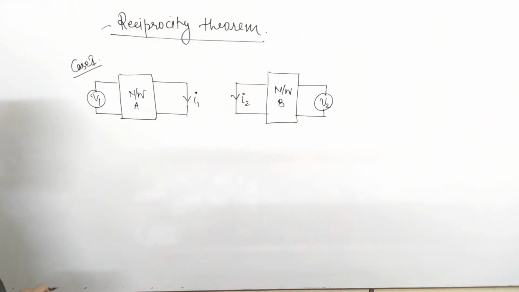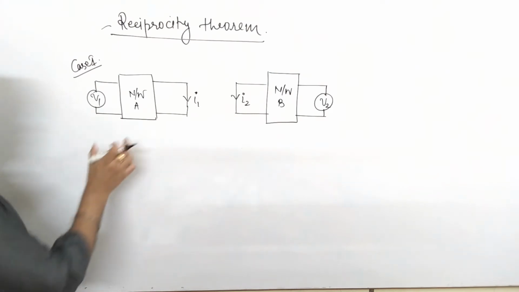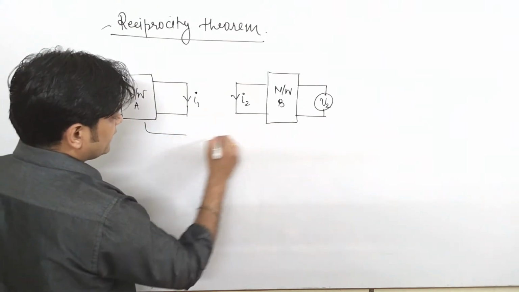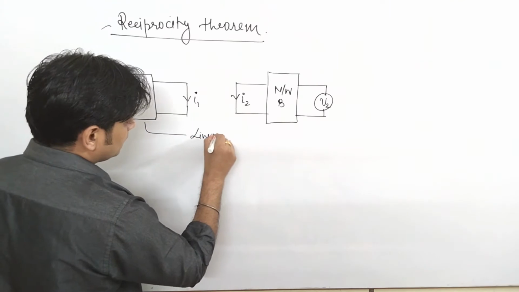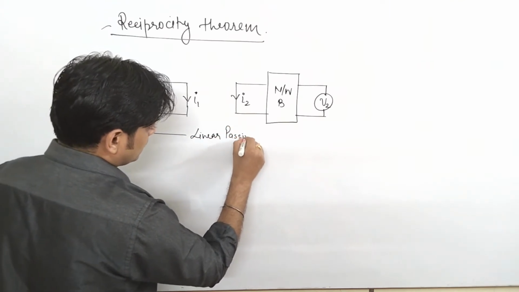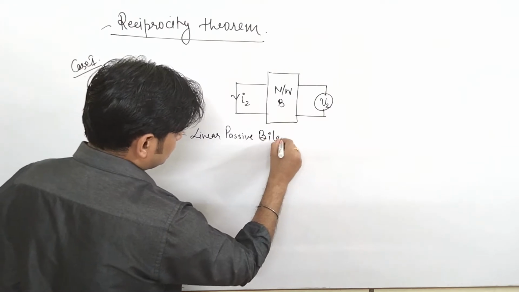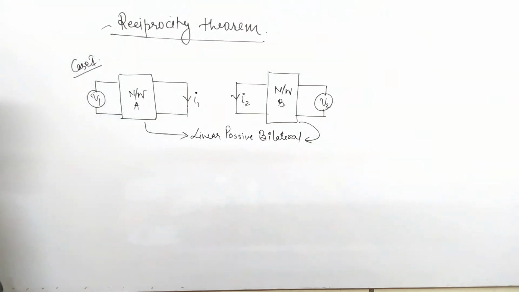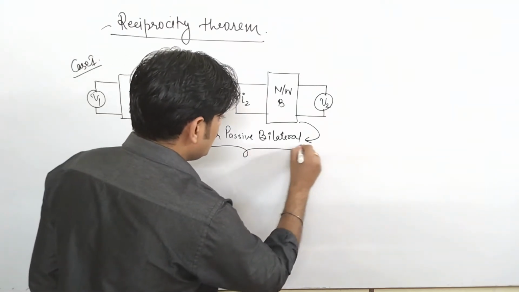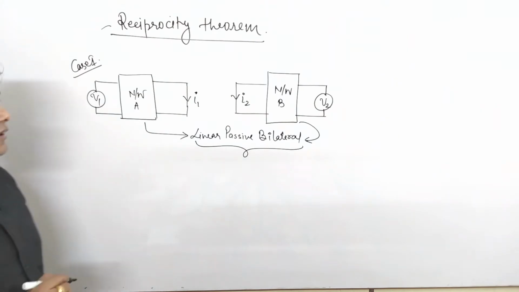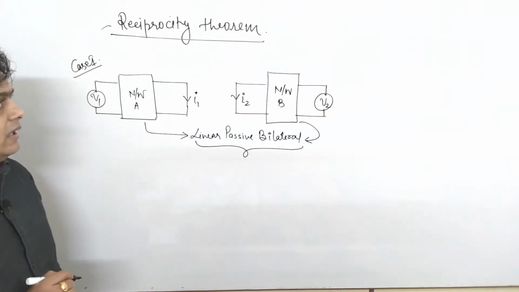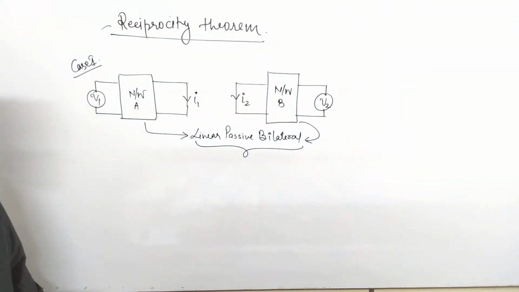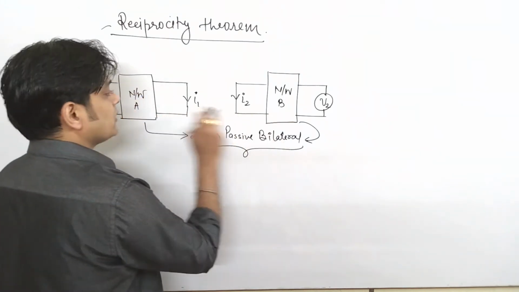Now friends, we will consider case 1. These are the two networks A and B, and there exists a condition that networks A and B are linear, passive, bilateral. Whenever you find this condition in your problem, it is especially mentioned to help you understand that somewhere they are asking about the concept of the reciprocity theorem. That means these two networks are reciprocal in nature.